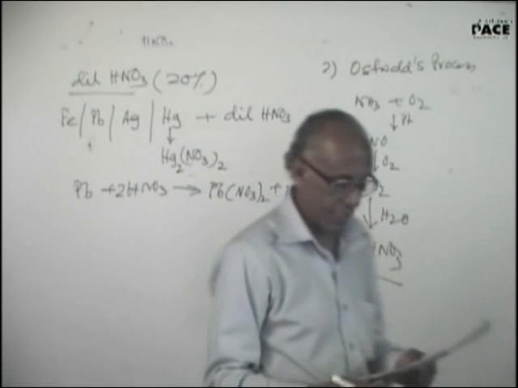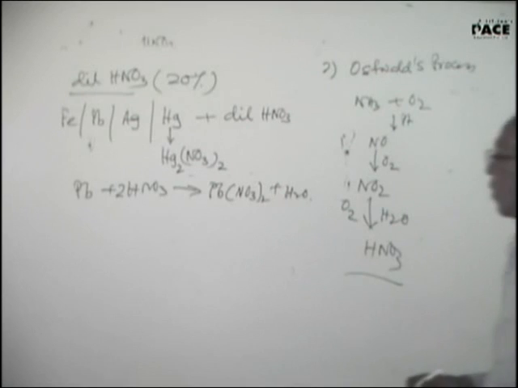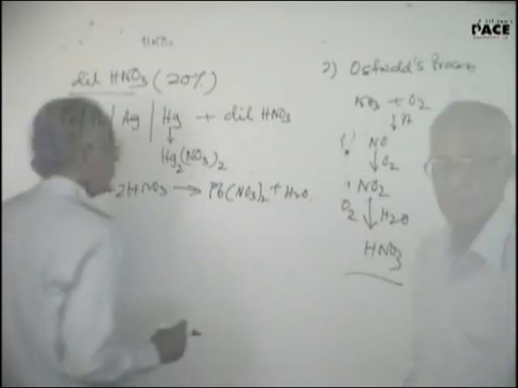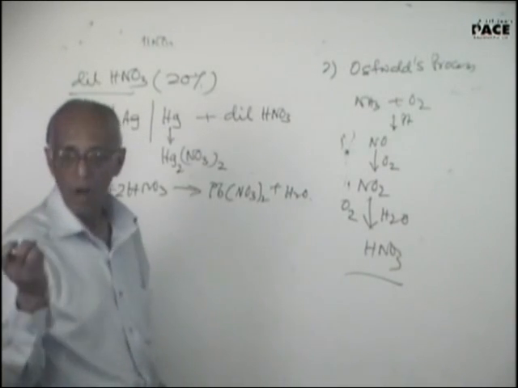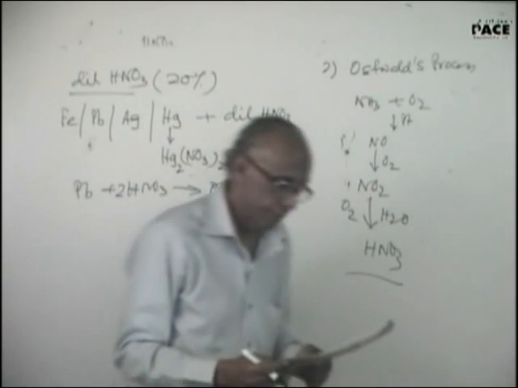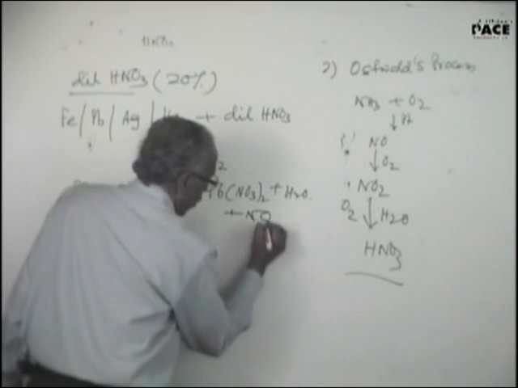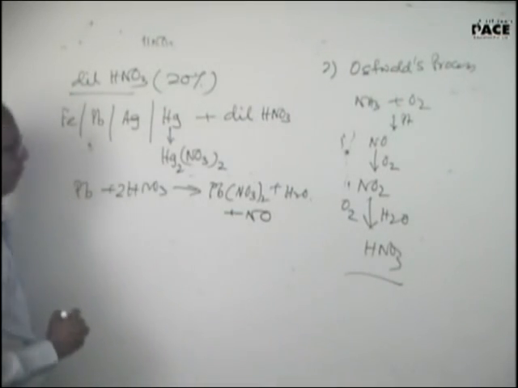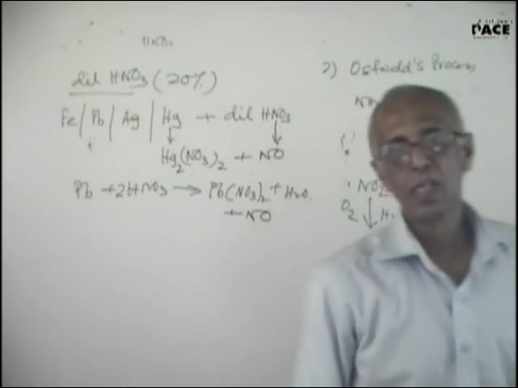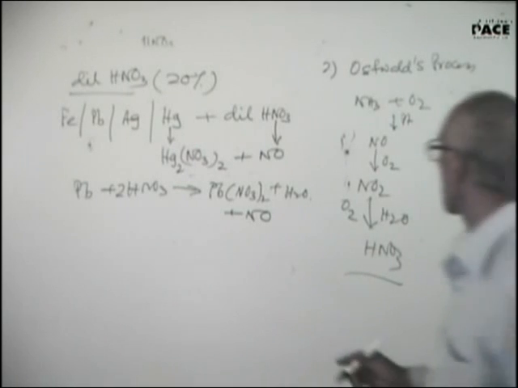Lead, when you react with nitric acid, will give you lead nitrate plus water. Oxygen is required. And the dilute nitric acid will convert into nitric oxide. Dilute nitric acid normally gives nitric oxide as a product.